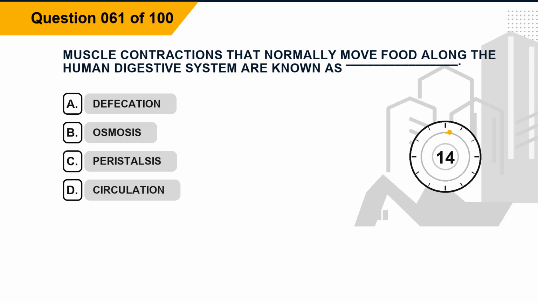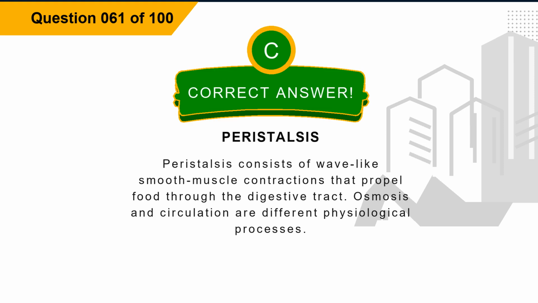Question 61. Muscle contractions that normally move food along the human digestive system are known as blank. Option A. Defecation. Option B. Osmosis. Option C. Peristalsis. Option D. Circulation. The correct answer is option C. Peristalsis. Explanation. Peristalsis consists of wave-like smooth muscle contractions that propel food through the digestive tract. Osmosis and circulation are different physiological processes.